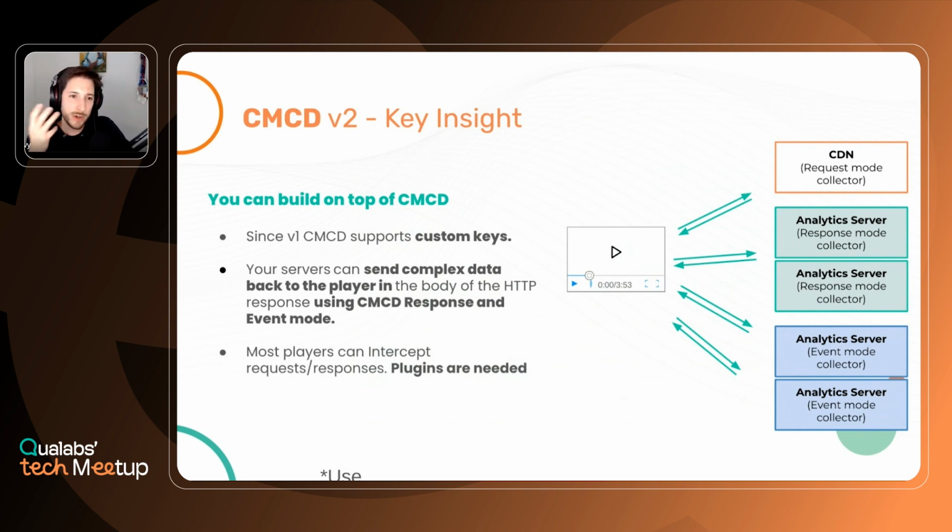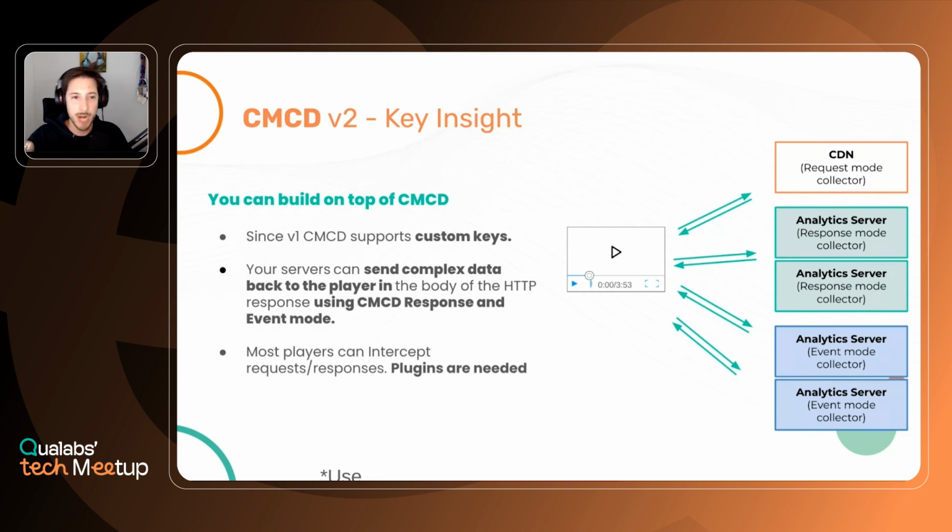Since version 1, CMCD supports custom keys. You can create in the player whatever key you want and send it back to the CDN, and this is also available in CMCD version 2 for any of the modes. So you can expand CMCD with the information you want. Also, now that we have the response modes and the event mode, CMCD says nothing about the response from those servers, so you can use that body to send whatever data you want back to the player.